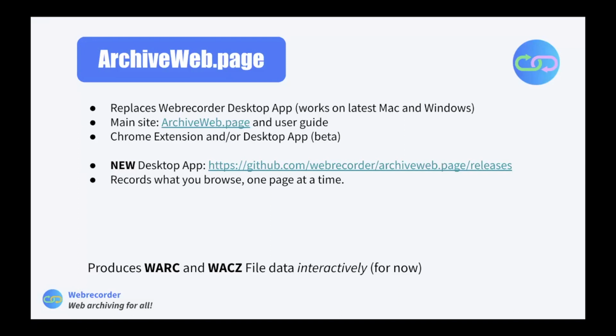However, if there are certain sites where the extension isn't working, or if you just prefer using a desktop app, we wanted to also offer the desktop app, essentially for those that want to migrate from the previous Webrecorder desktop app. And this is the classic Webrecorder approach of record what you browse. So as you're browsing, it's one page at a time, and you can choose exactly what to archive. And Archiveweb.page produces WARC files and WACZ files interactively, so it's very much user directed.